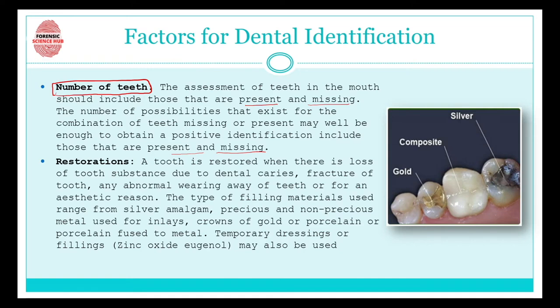For example, in a few people, we do not get to have the third molar, right? Not everyone gets the third molar, right? So that can help us know if the dead body is having a third molar, whereas the missing person does not have.